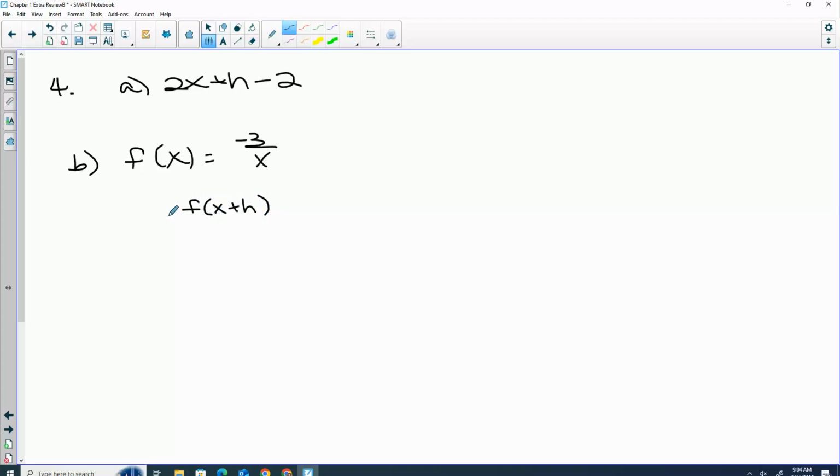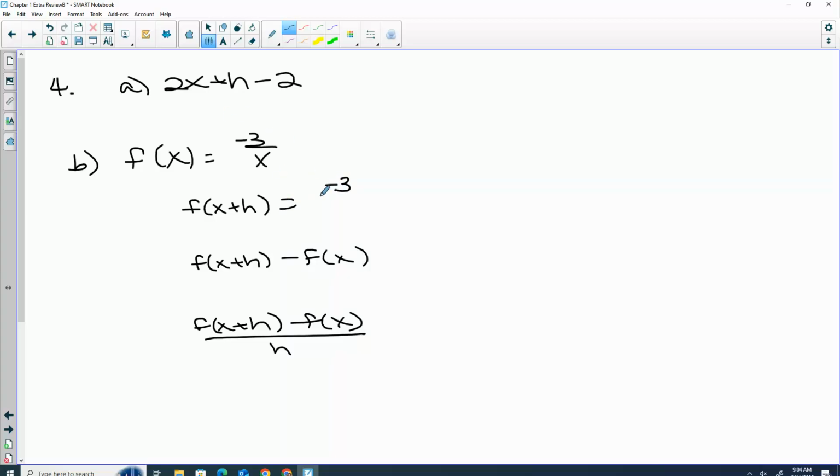So we would do f of x plus h, then we would do the f of x plus h minus f of x, and then we would do the whole thing divided by h. Now you're welcome to do it all at once, but it was just a little more clear for us to do step by step. So f of x plus h says you go to your function, you replace your x with x plus h. So it would be negative 3 over x plus h.